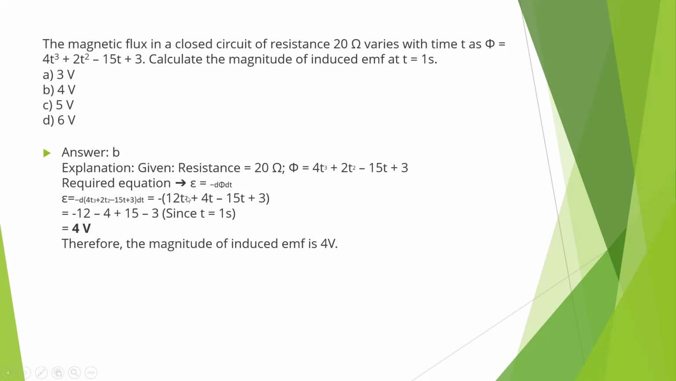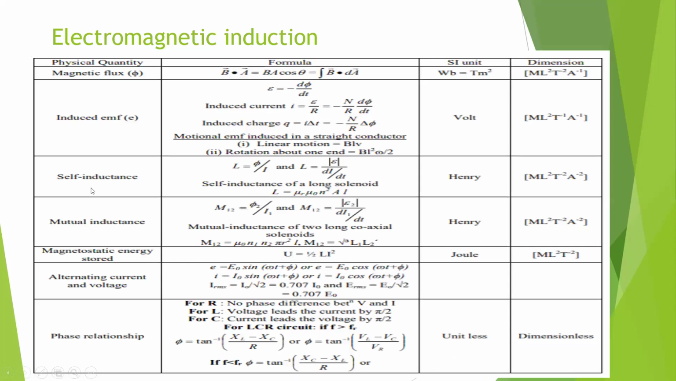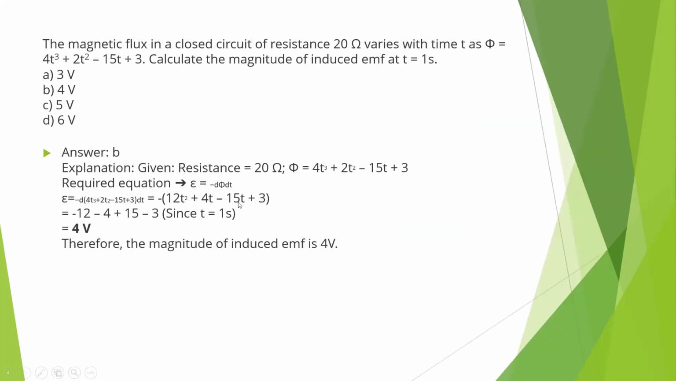Your required equation is the magnitude of the induced EMF, epsilon is equal to minus d phi by dt, as you can see in this equation. So induced EMF is minus d phi by dt. Epsilon is equal to minus d phi by dt.